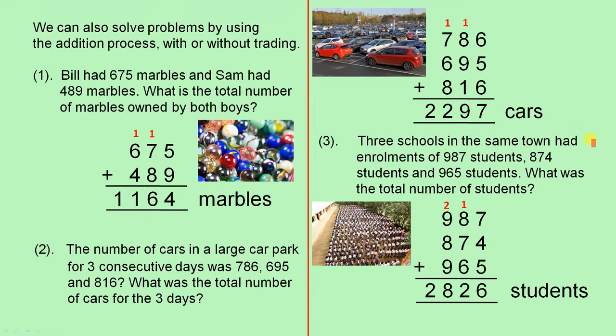Example 3. 3 schools in the same town had enrolments of 987 students, 874 students, and 965 students. What was the total number of students? So we add the three numbers together, and you will see that the answer is 2,826. So this particular slide here, if you like, you can pause that and just check those three additions to make sure they are all correct.